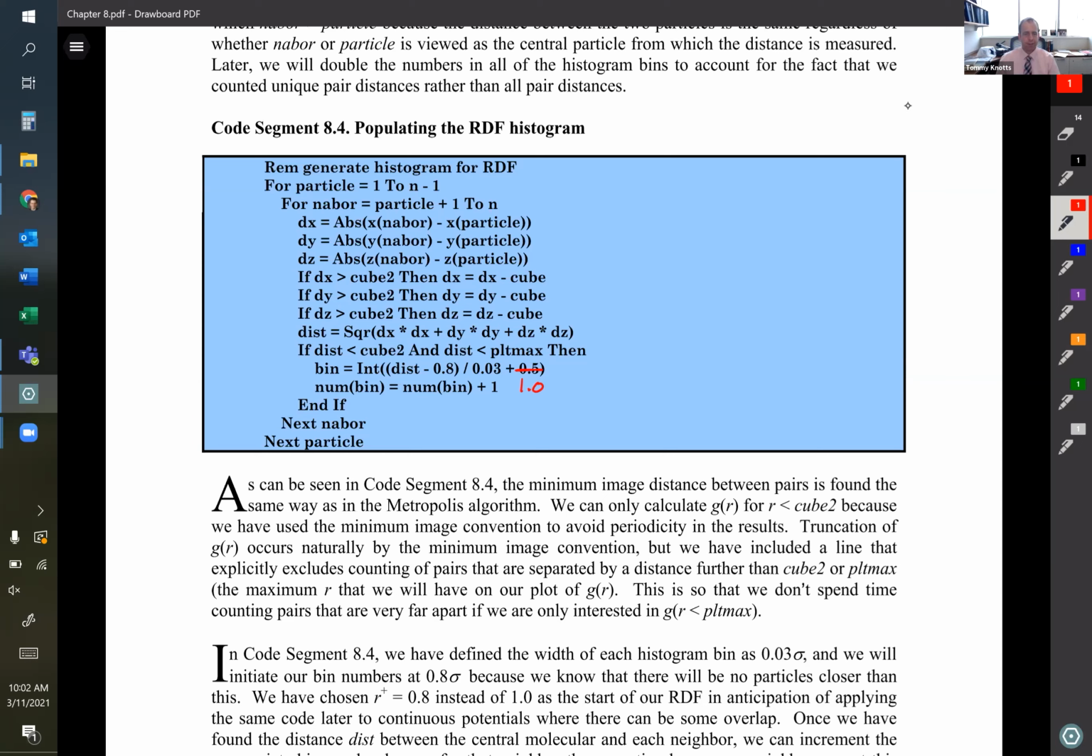So to calculate a radial distribution function, remember what I'm trying to do is calculate if a particle is in a spherical shell at every distance. And the code in the Excel sheet that you have uses a bin width of 0.03.